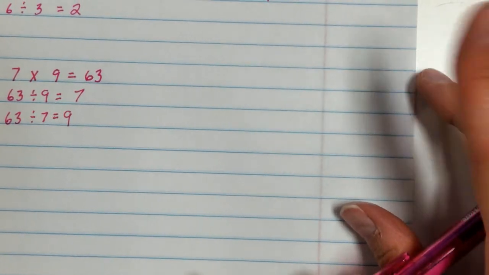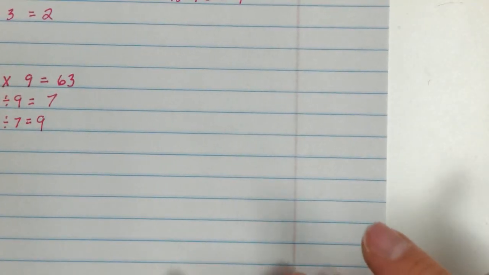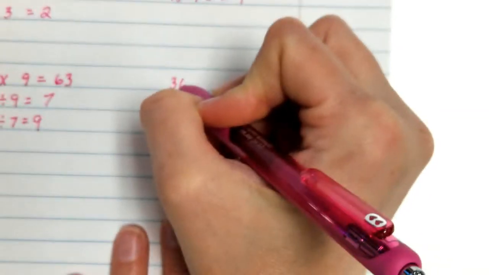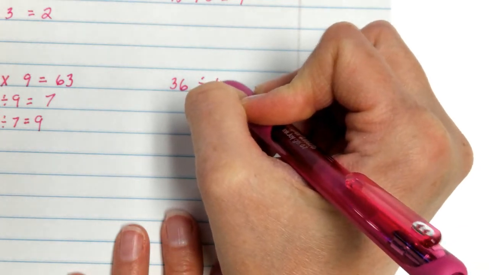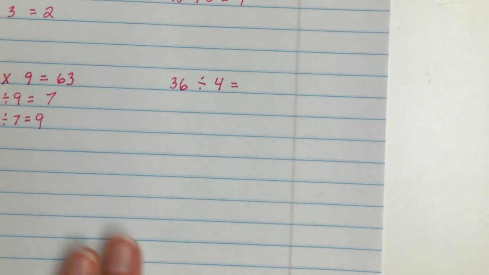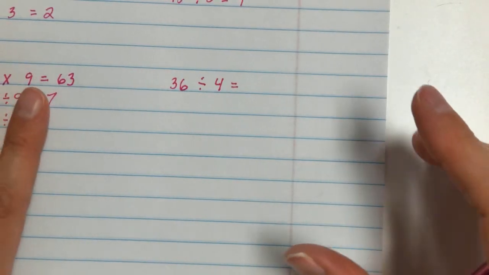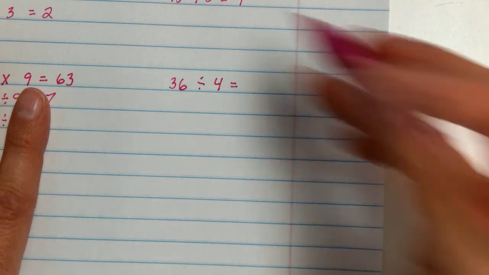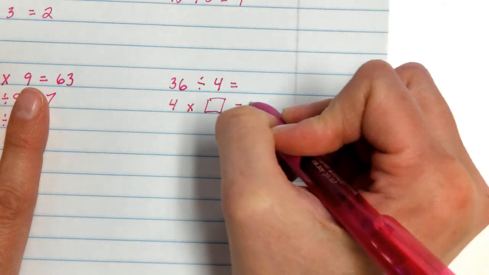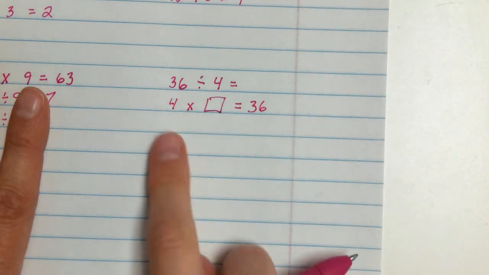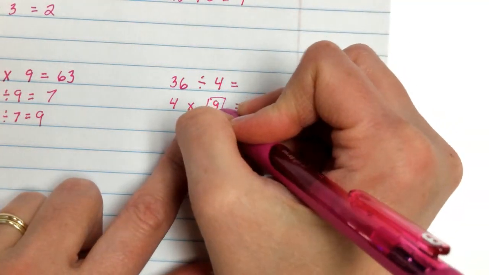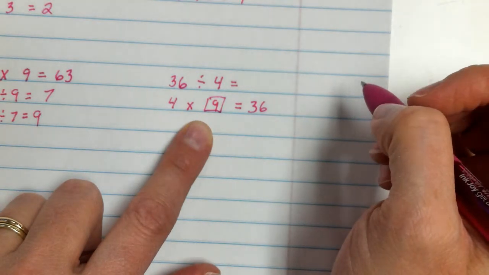All right, so let's start the other way. Let's say 36 divided by 4 equals. Now, before you give me that answer, how can I turn this into a multiplication problem to help me solve it? 4 times 4 equals 36. Okay, I can say 4 times something equals 36. Do I know what I multiply 4 times to get to 36? 4 times 9. So what is 36 divided by 4?